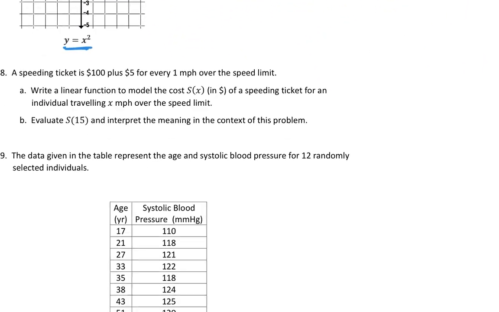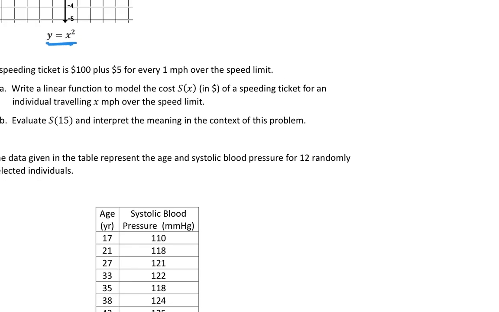All right, the next problem says a speeding ticket is $100 plus $5 for every 1 mile per hour over the speed limit. A says, write a linear function to model the cost S(x) in dollars of a speeding ticket for an individual traveling x miles per hour over the speed limit. And then B says to evaluate S of 15 and interpret the meaning in the context of this problem. So we need to come up with an equation where S of x is the total cost, and this x here is the miles per hour.